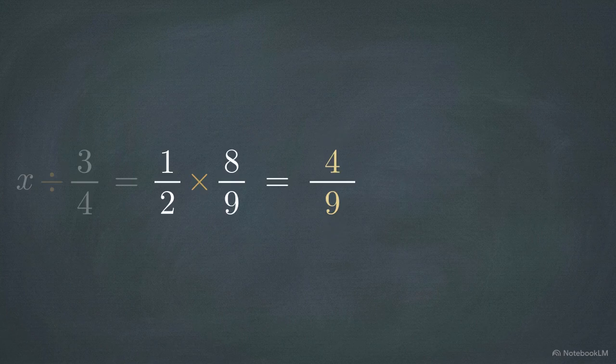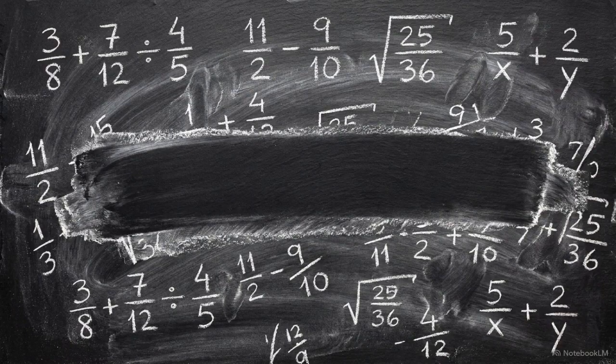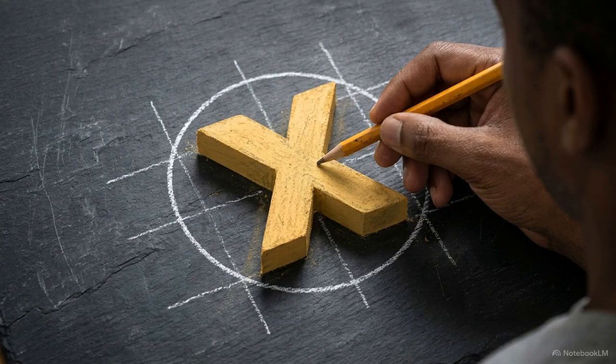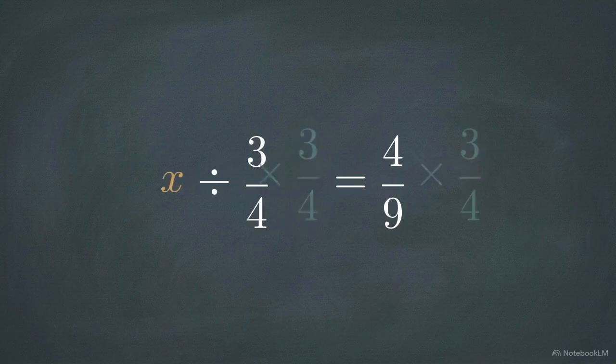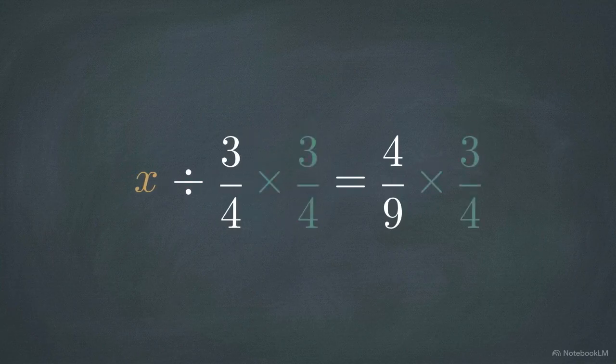We now have 4/9. By cleaning up the known numbers on one side first, we have created a much simpler target. Finding the value of the unknown letter on the left side is now a straightforward process. Let's bring that simplified 4/9 back into our main equation. Our balanced scale now reads x divided by 3/4 equals 4/9. To get x completely by itself, we need to undo the division by 3/4. The opposite of division is multiplication, so we multiply both sides by 3/4.